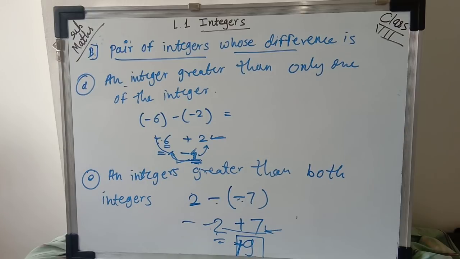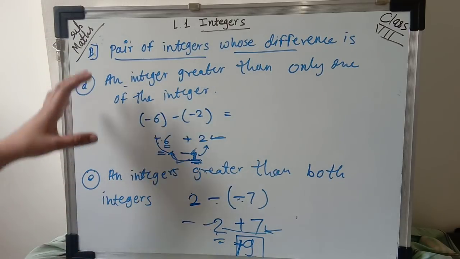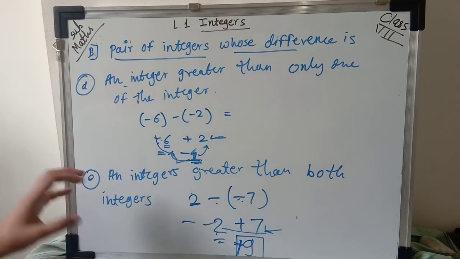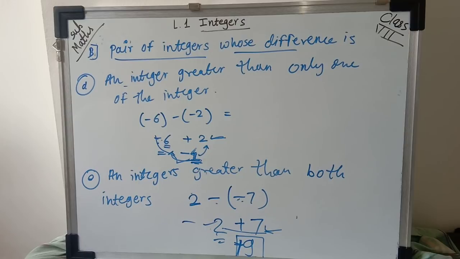In the next session we will see exercise 1.2, and in that exercise everything is based on this, meaning we have to do addition and subtraction on the basis of their properties, and where we have to find the pairs of integers for subtraction as well as addition.